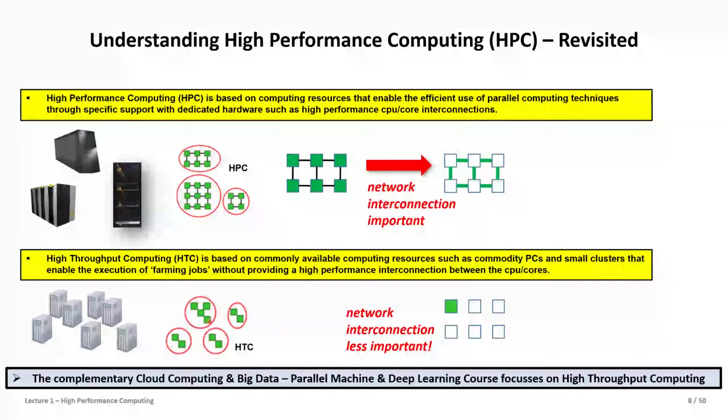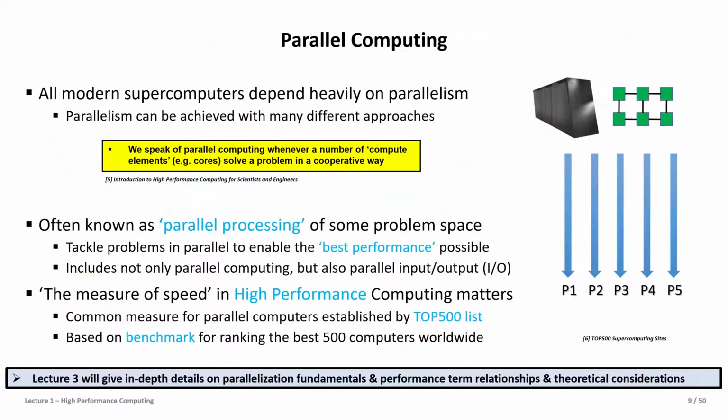This also differentiates quite easily to the HTC world, where the interconnect is not so relevant. You would solve a problem in parallel, not interacting a lot, so the interconnect is not so important. I covered this much more with MapReduce and other concepts in the cloud computing and big data course. So not for here, but some of you are coming from that course into the HPC course. So here you have the connection.